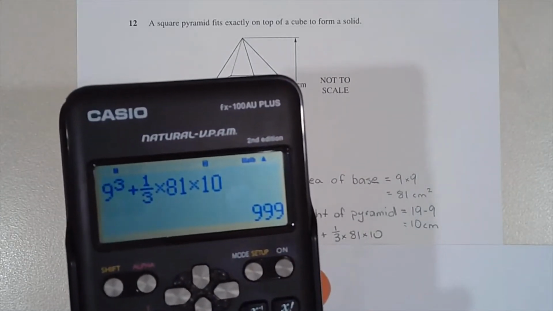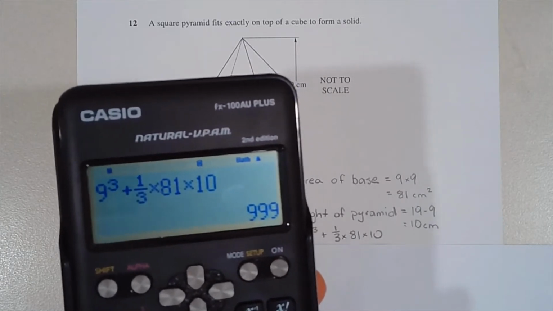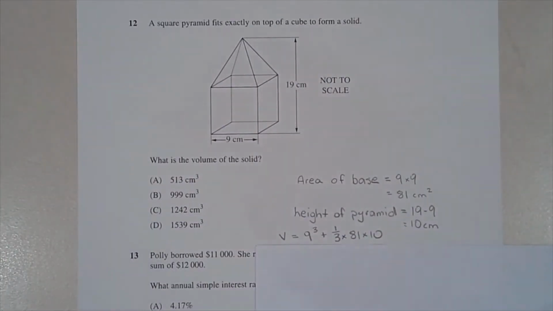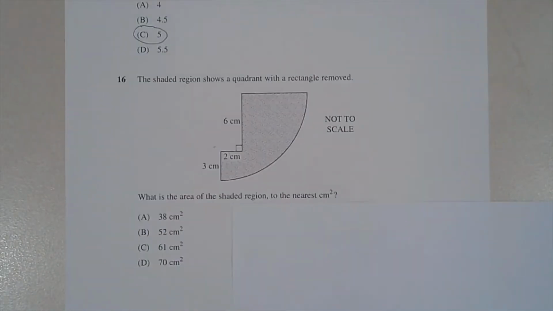And that gives us 999 cubic centimeters. So option B. Question 16. The shaded region shows a quadrant with a rectangle removed. What is the area of the shaded region to the nearest square centimeter?